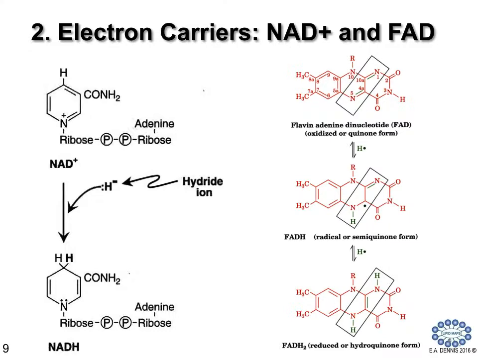The two major electron carriers are NAD and FAD. If we look first on the left at NAD, NAD has a positive charge, and when an electron plus an H plus, together known as a hydride ion, a hydrogen with two electrons, which has a net negative charge, is added to the positively charged NAD+, one obtains NADH.